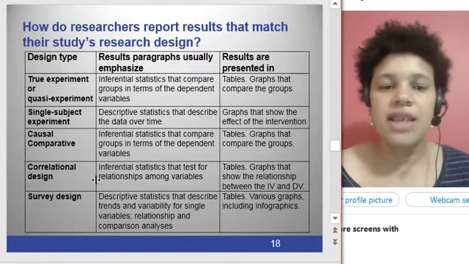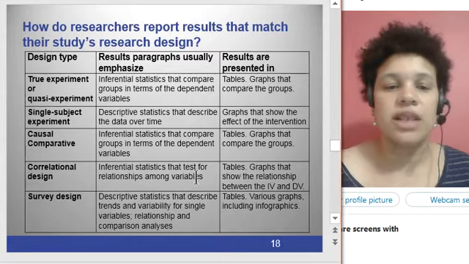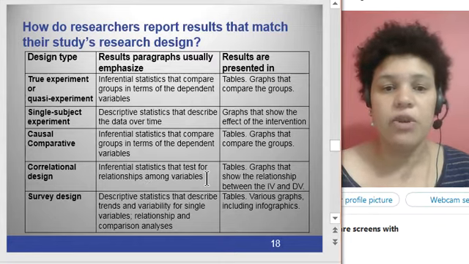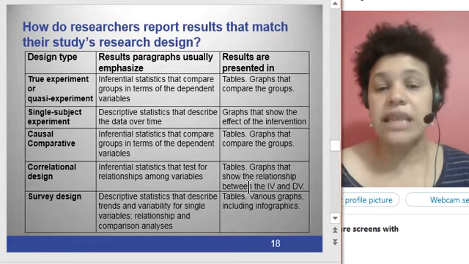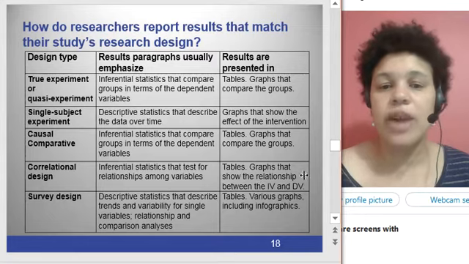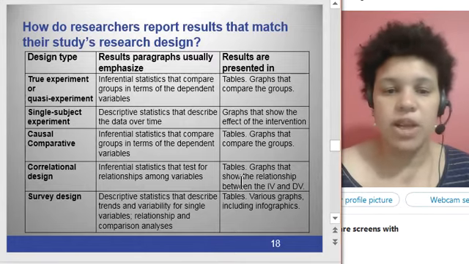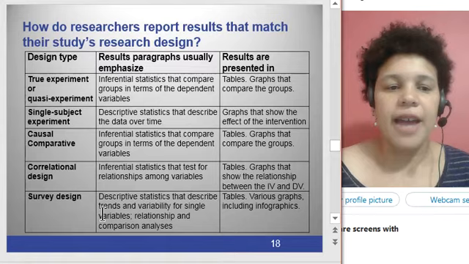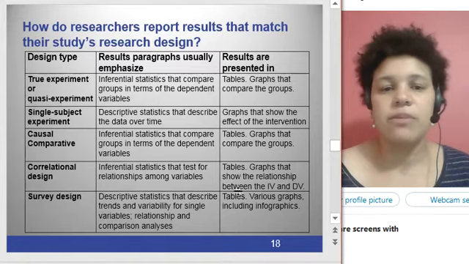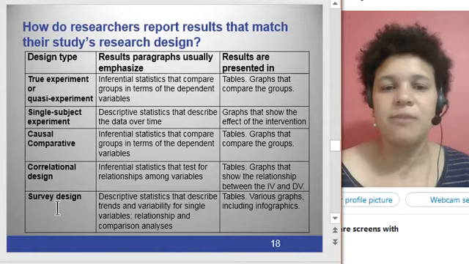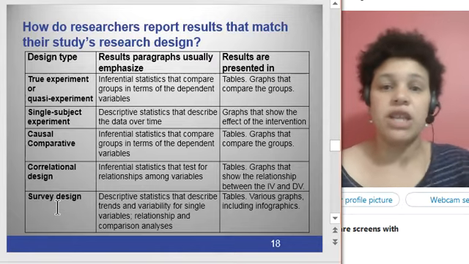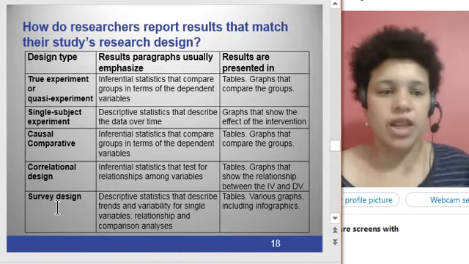A correlational design, we would be looking for inferential statistics that test relationships among variables. And we'd see tables and we'd see graphs that show the relationship between the independent variable and the dependent variable. Or there may be even multiple independent variables. Okay, or among dependent variables. Some correlational designs, there really isn't a clear independent and dependent. It's like they're all dependent and they're all relating to one another.